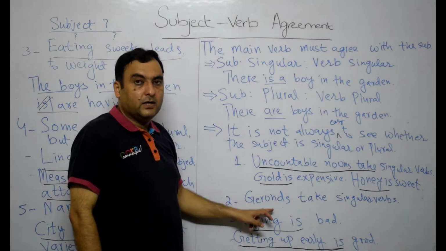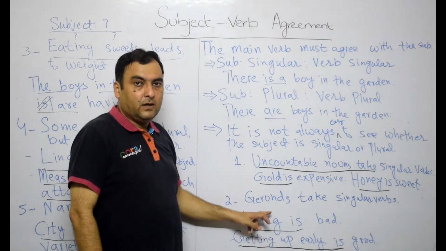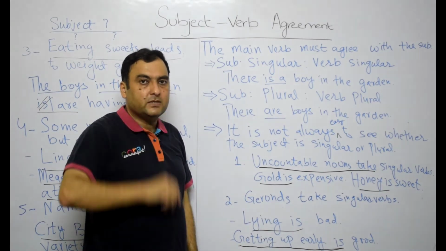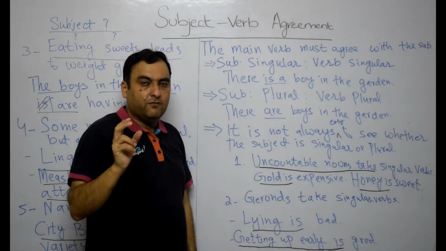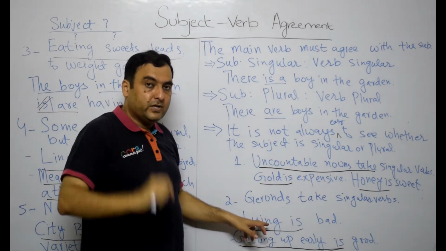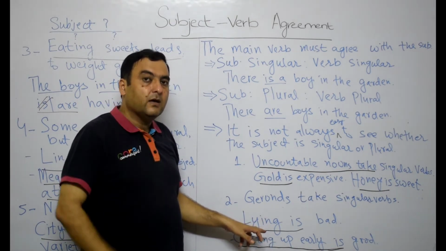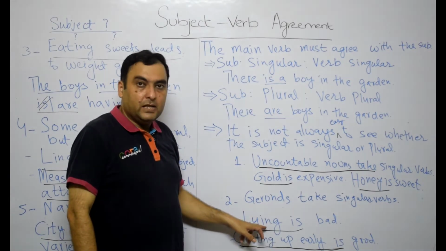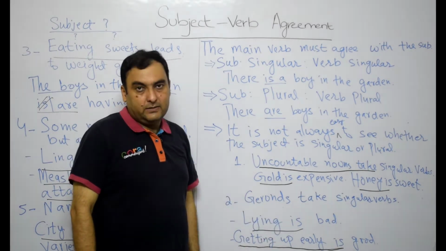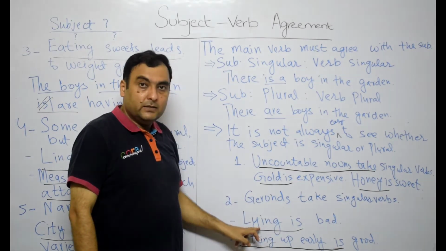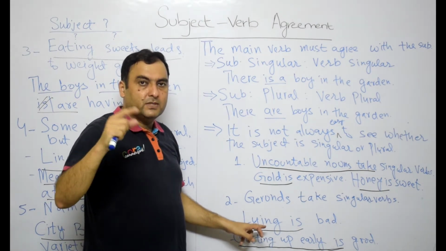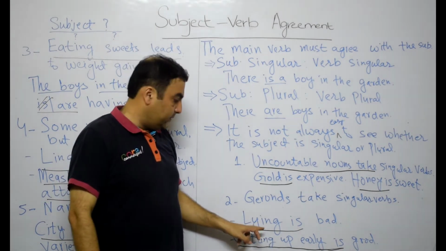The next point, a bit of a tricky situation when it comes to subject-verb agreement, is gerunds. The gerunds are these ing forms. For example, I'm fond of traveling, so traveling is a gerund. So what if we have a gerund at the beginning of a sentence used as a subject? For example, lying, like telling lies. Lying is bad. So lying is the gerund here and it is singular. So these gerund forms take singular verbs.